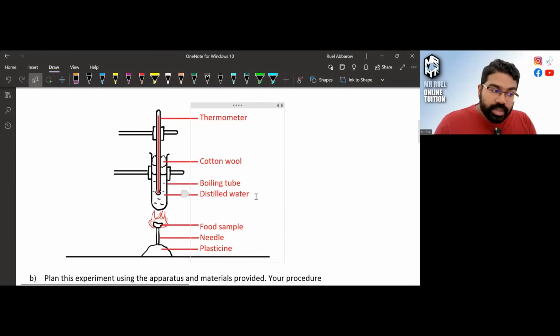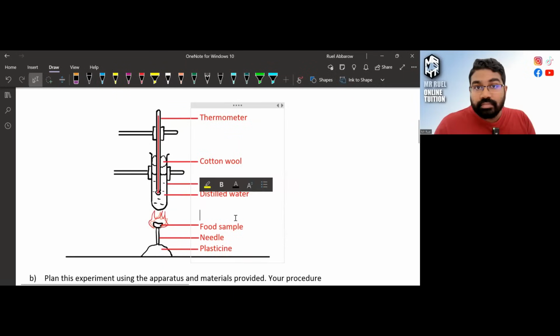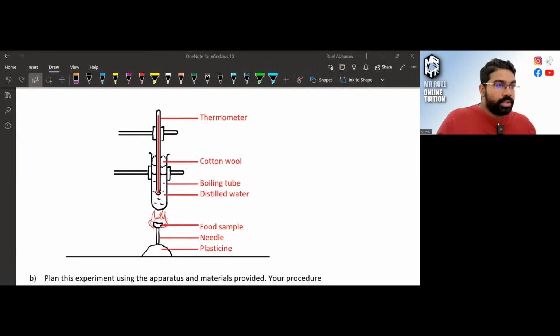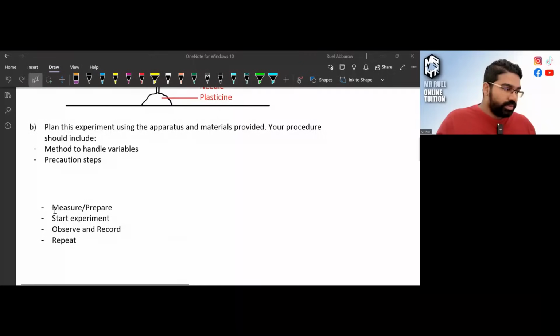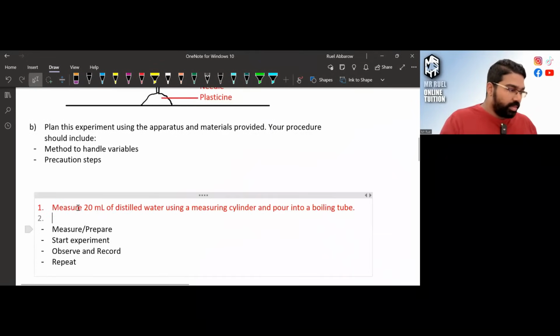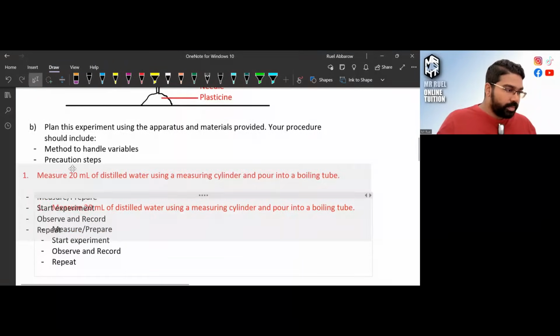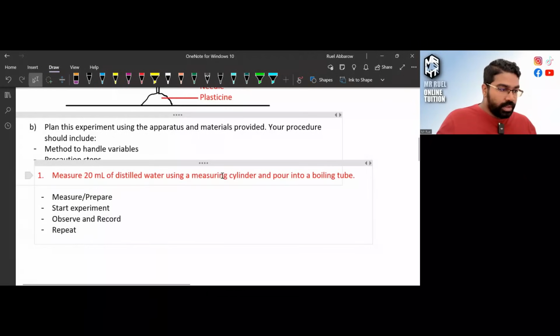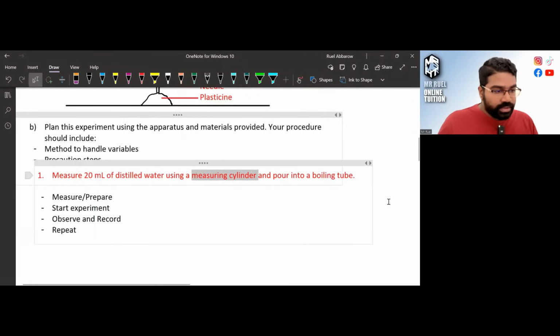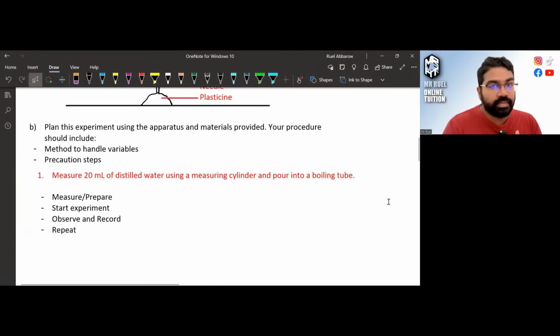Now, clearly, we need to measure the distilled water and put it inside, isn't it? So the first step will be to measure 20 ml. Here, it's suitable to use 20 ml. Measure 20 ml distilled water using a measuring cylinder. Please do this just like I taught you in chemistry.